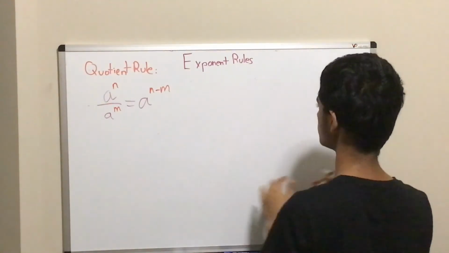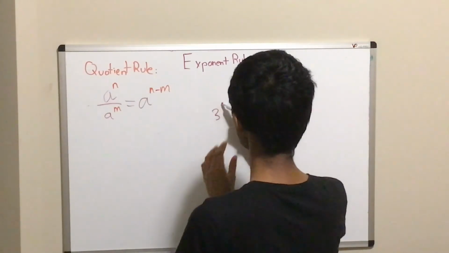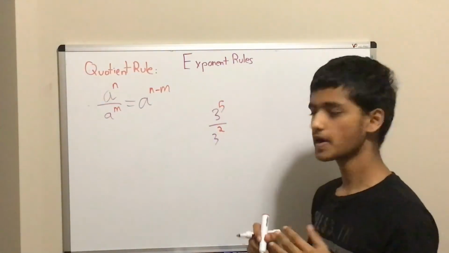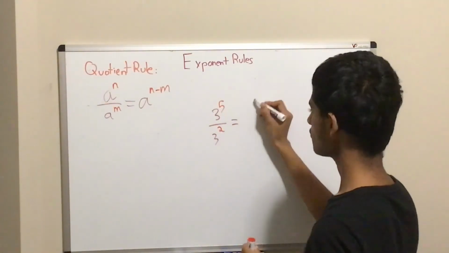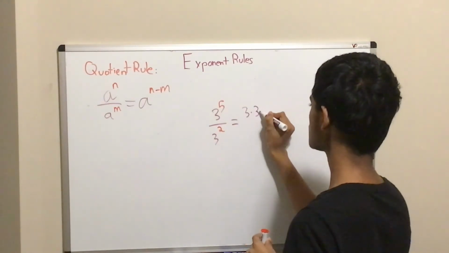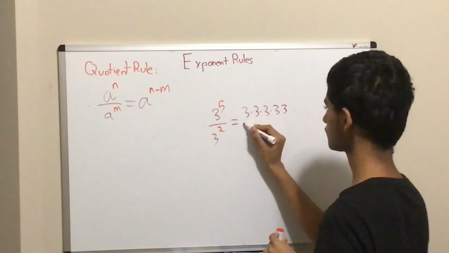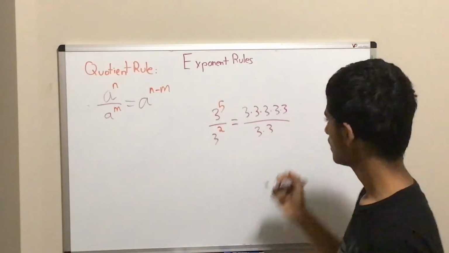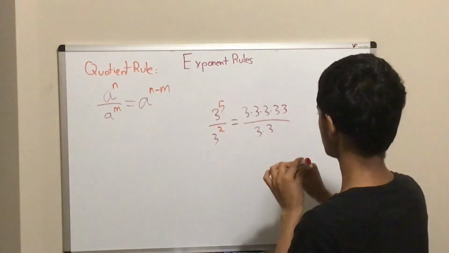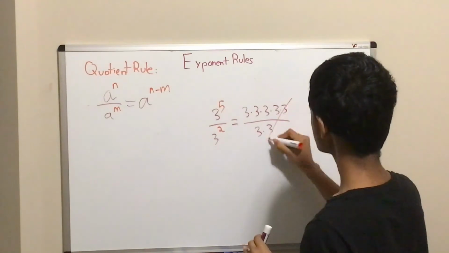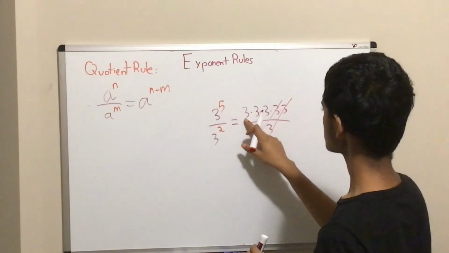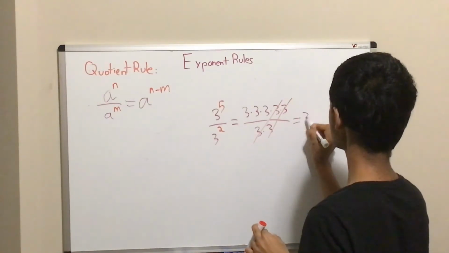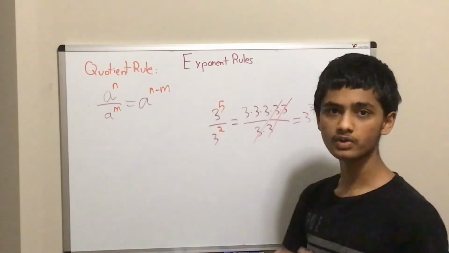We're going to use the same example of 3 to the power of 5 divided by 3 to the power of 2, and we're going to try rewriting these as we saw before. So 3 to the power of 5 can be rewritten as 3 times 3 times 3 times 3 times 3, and 3 squared can be rewritten as 3 times 3. Now we see that these can be easily cancelled out. This 3 cancels out, and that 3 cancels out, and we're just left with three 3's together, which is the same thing as 3 to the power of 3. So we see that that works.